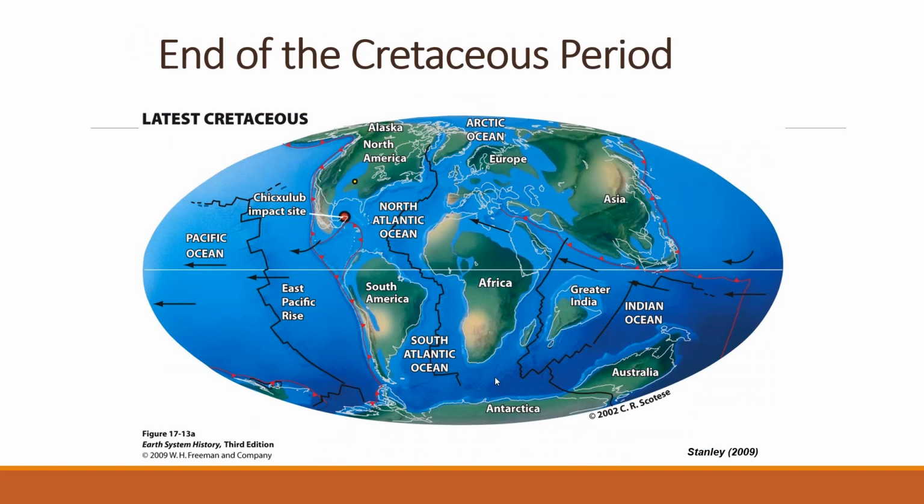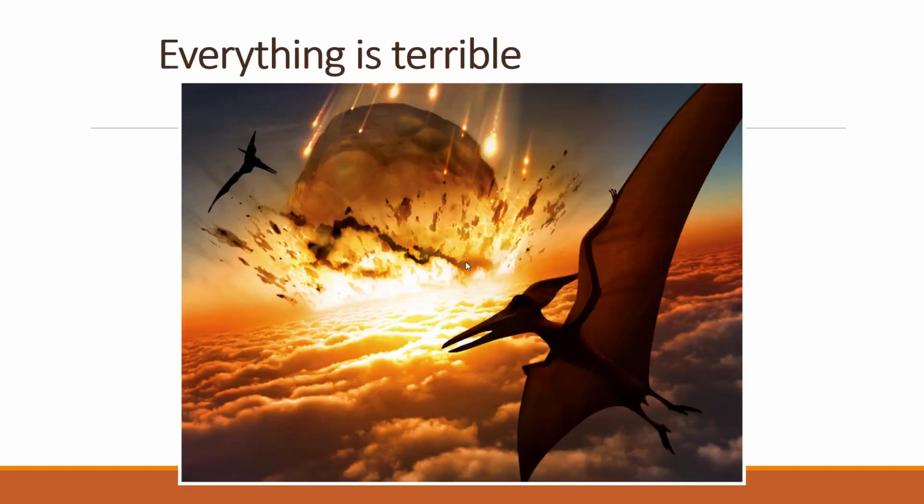At the end of the Cretaceous period, if we look at where our land masses are, it's starting to look much like the modern world. We can start to see the beginnings of most of our oceans. Everything's starting to move towards its present location. Antarctica and Australia are still together, but everything else is starting to slide into its present position. And at the end of the Cretaceous, everything is bad.